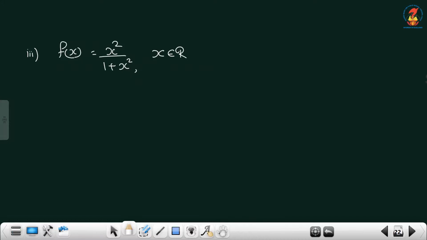Now the next one, f of x is x square by 1 plus x square. This is a rational function, okay, and the denominator cannot be 0. Here x is given as real numbers. Is it correct?